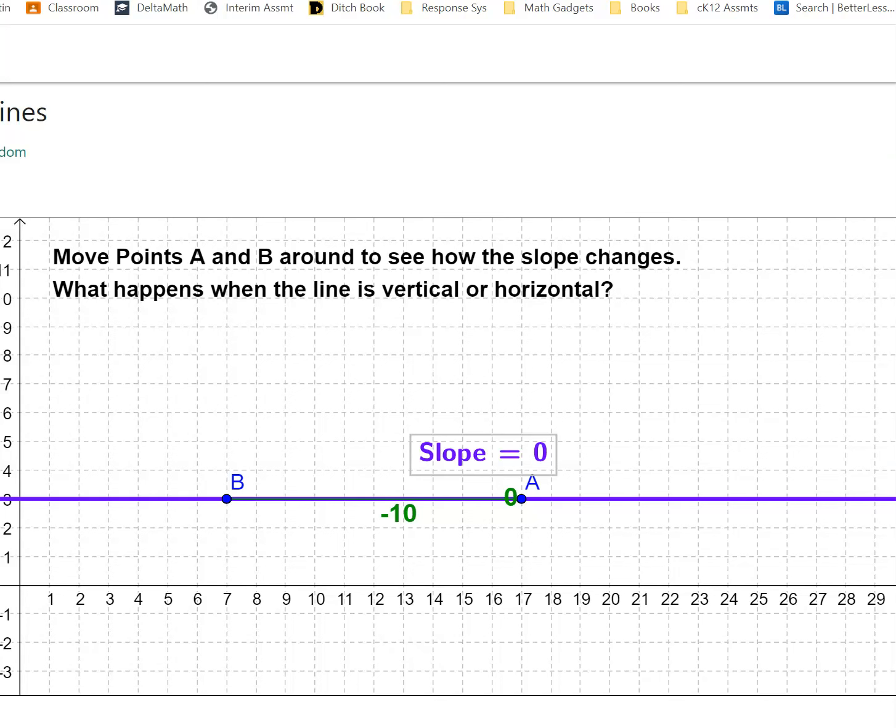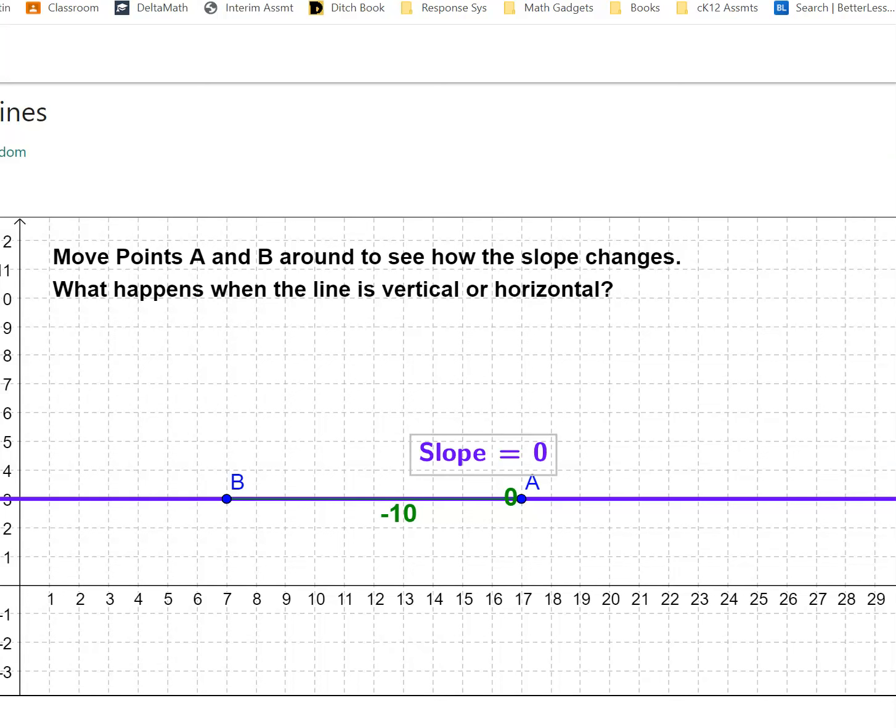Okay. Well, it's got a rise of 0, and it's running 10 or negative 10. It'd be positive if you put it over here. It's just the way that the website is built. Okay. So it's still got a slope of 0 here. So if it doesn't have any rise, we say it's got a slope of 0.